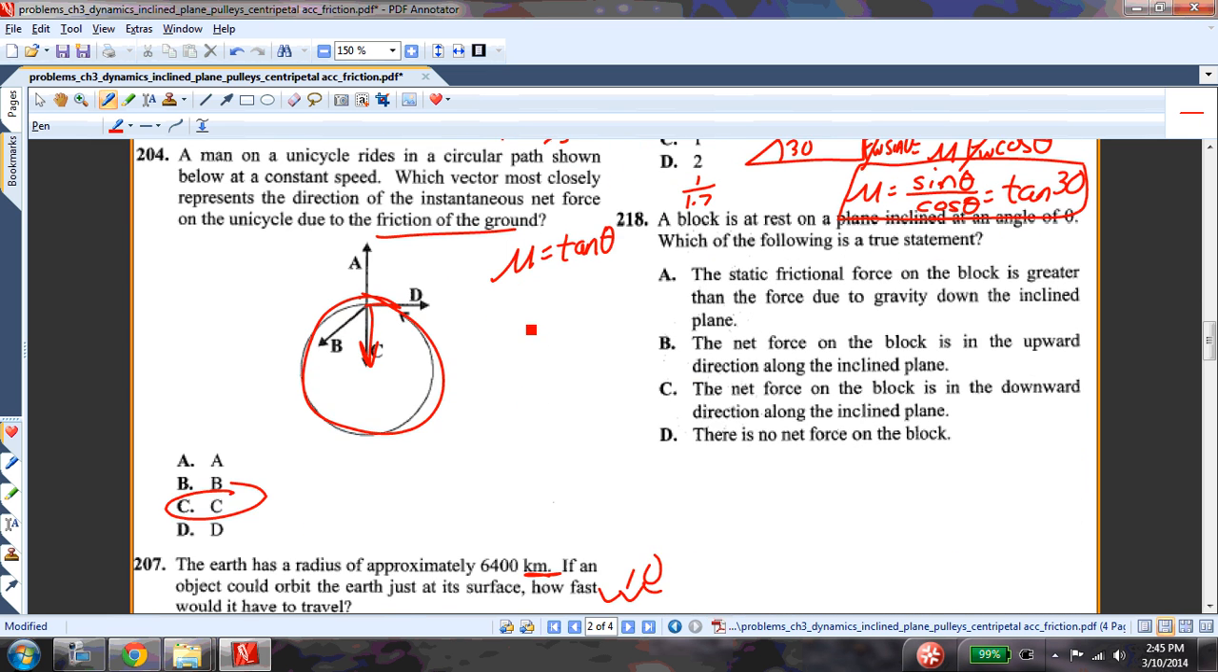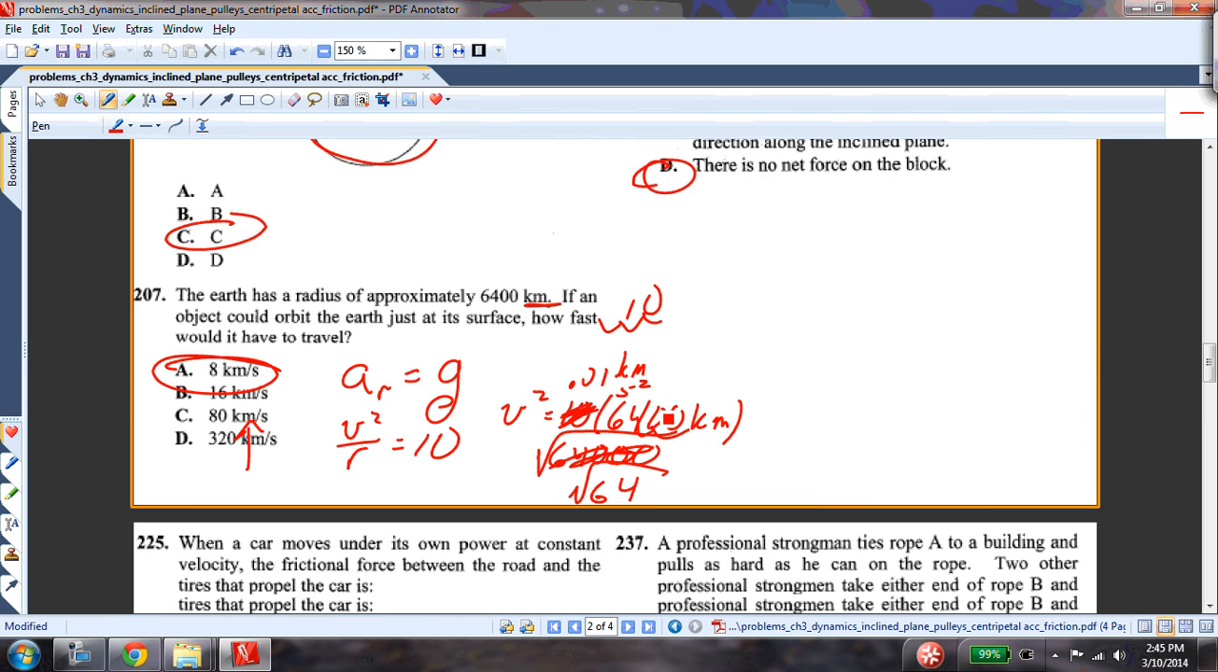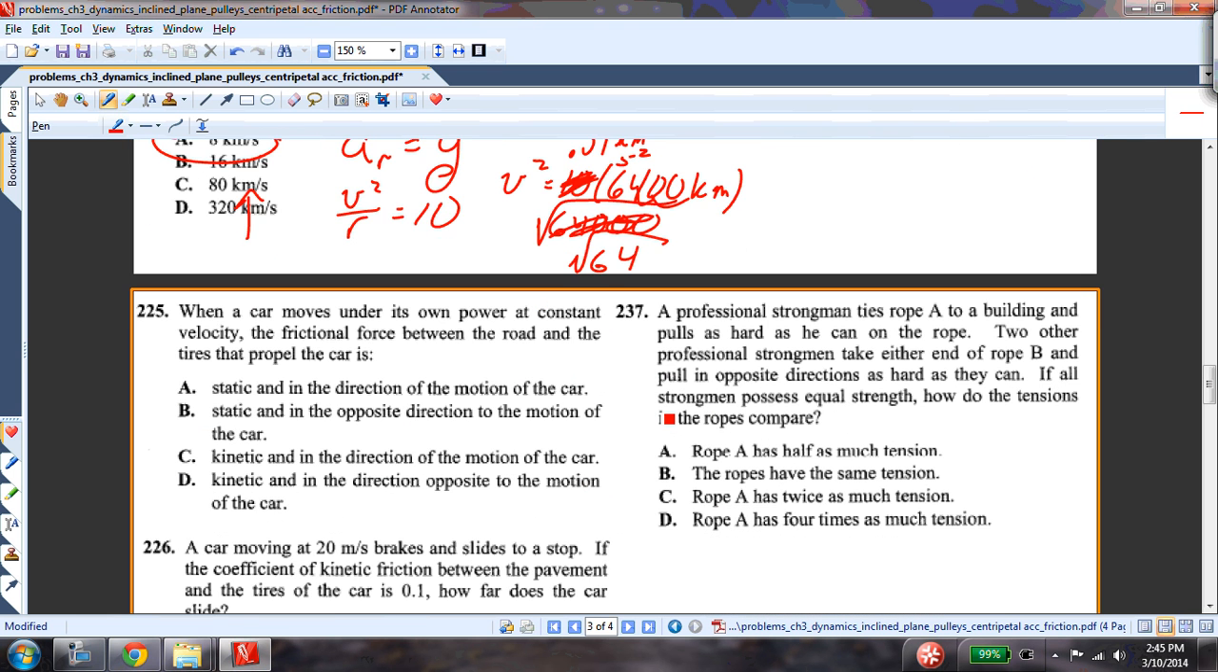Block is at rest on a plane incline at an angle of theta. Which of the following is a true statement? This is number 218. Well, if it's on an incline at angle theta, if it's at rest, that means that it's not accelerating, so there can be no net force acting upon it. All right, almost done here, I think.